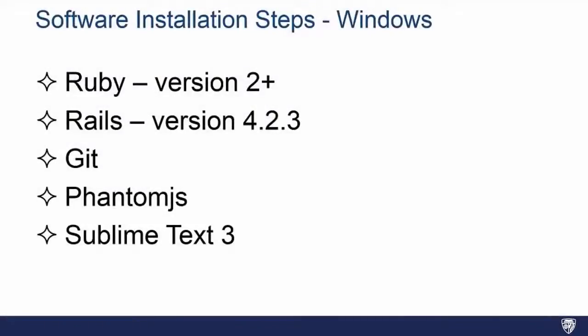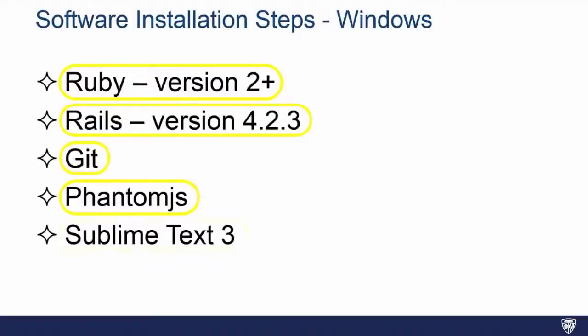Hello and welcome to this software installation video for Windows operating system. These are the tools that you will need for course 1, which is Ruby, Rails, Git, Phantom.js, and Sublime Text.